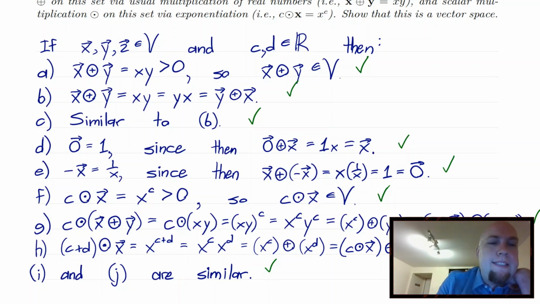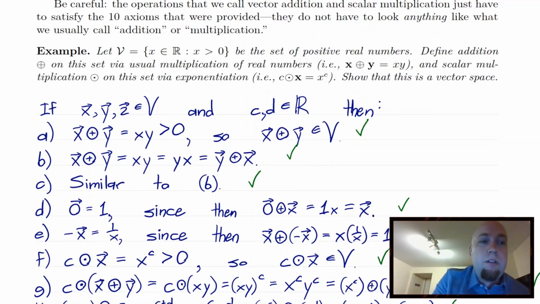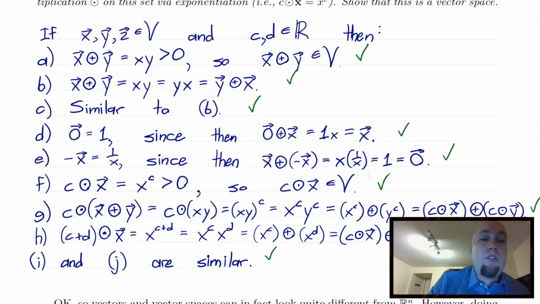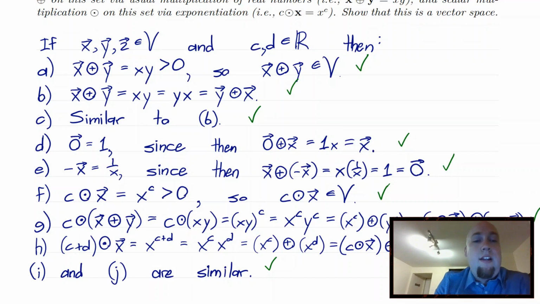Like, it's really tempting to say, oh, the zero vector in this set of numbers is the number 0, but it's not. The number 0 is not even in this set, right? This set V here does not have the number 0, but it does have the number 1. And it turns out that 1 is the zero vector, right? The zero vector is the number 1 because the vector addition of 0 with any other vector x would equal 1 times that other number x, which is just x, which is great.